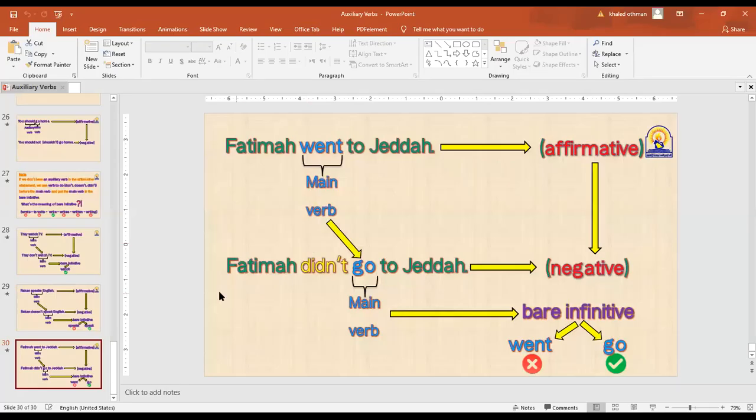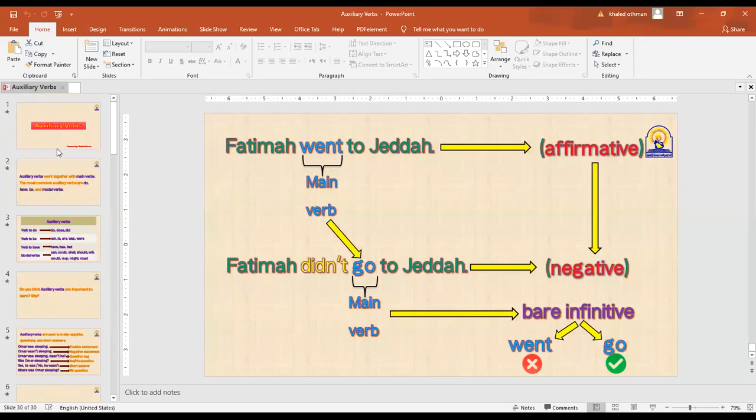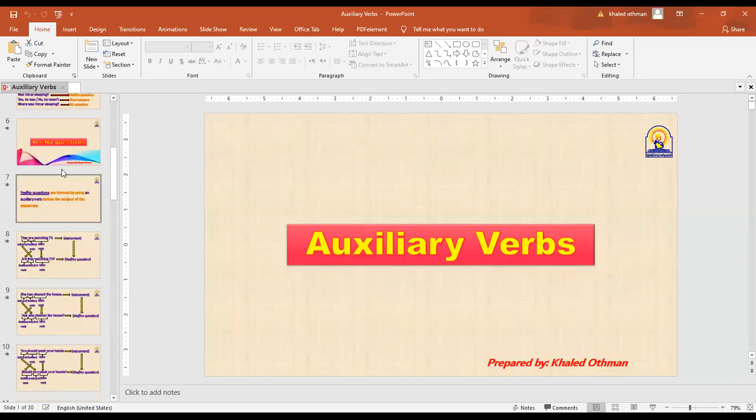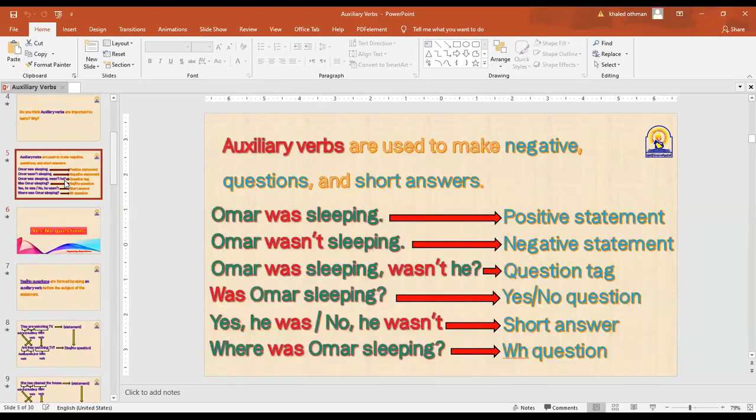Well, we have learned in these slides how to use modal verbs. I'm sorry, how to use auxiliary verbs. We learned how to make yes and no questions, because I told you before, as you can see in this slide, guys, can you see?